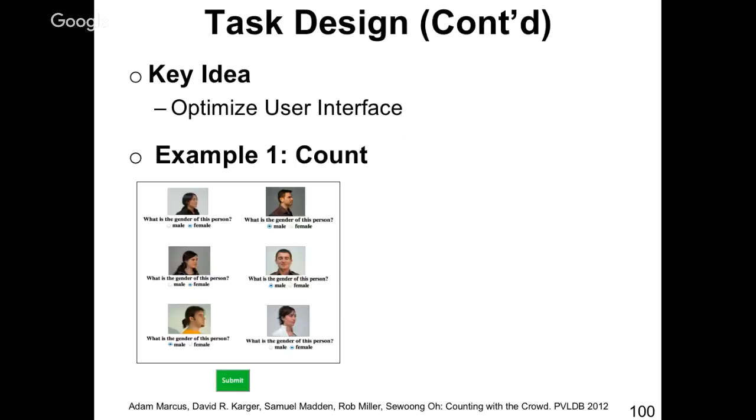Okay. So here is the example. Imagine you have these 6 images, and you want to know how many images are female. So that's one way to design your task, which means for each task, you ask the crowd to tell you whether it is male or female. And the crowd will say, okay, this is a female, this is a male, and after labeling 6 images, they can submit their task. And it may take them, say, 1 minute to do the task.